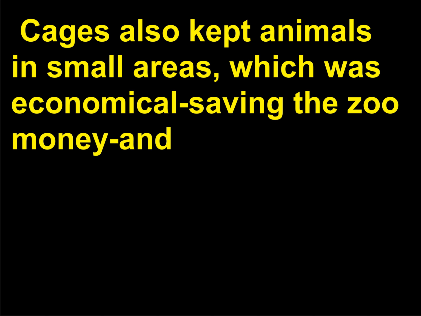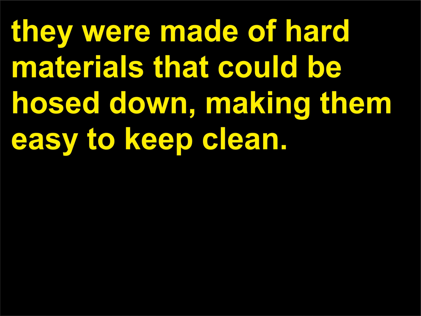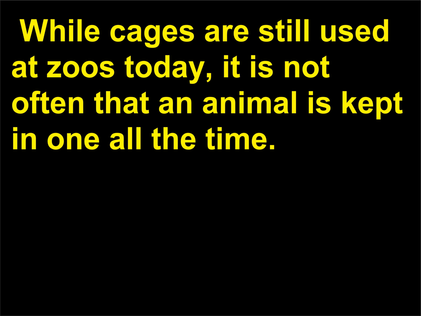Cages also kept animals in small areas, which was economical, saving the zoo money, and they were made of hard materials that could be hosed down, making them easy to keep clean. While cages are still used at zoos today, it is not often that an animal is kept in one all the time.